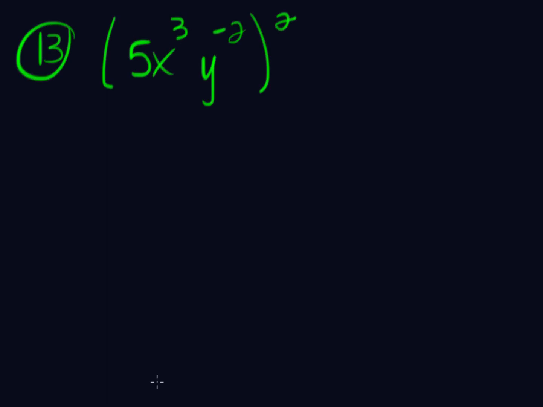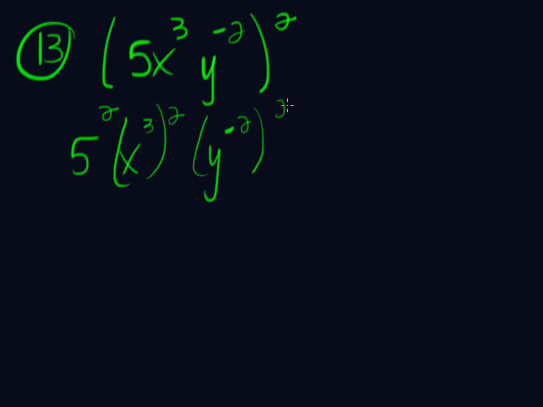In example 13, we have 5x cubed y to the negative 2, all squared. And our first step is to get rid of the parentheses. So the 5 gets squared, the x cubed is squared, and the y to the negative 2 is squared. So 5 squared is just 25. But when we have a variable that's raised to a power and then we raise it to another power, we keep that variable and we multiply those exponents to get the 6th power. And then y becomes y to the negative 4, because negative 2 times 2 is negative 4.